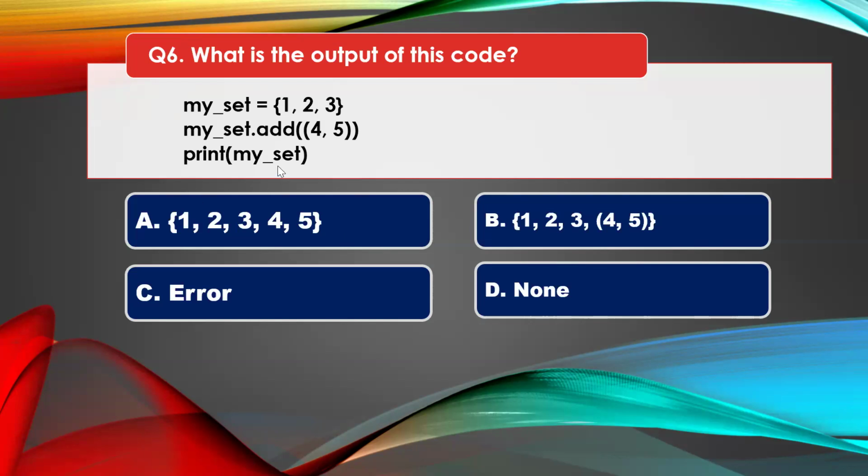What will be the output, guys? What will be the output of the following code? There is a set. To that set, we are adding a tuple and we will be getting it.